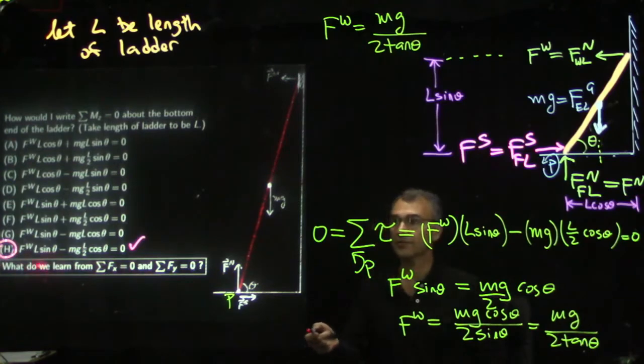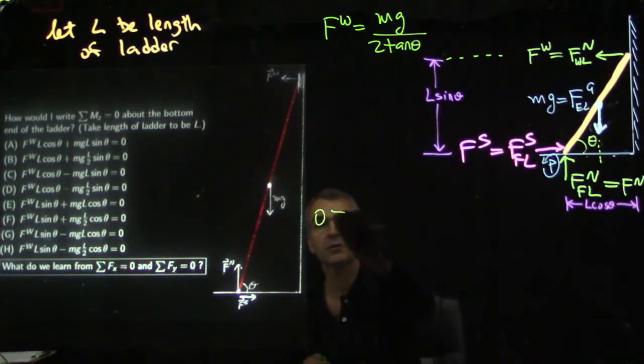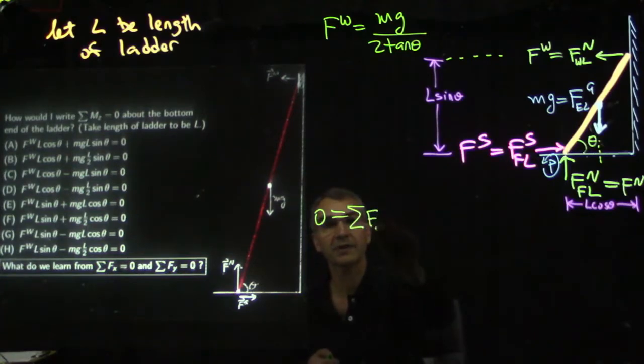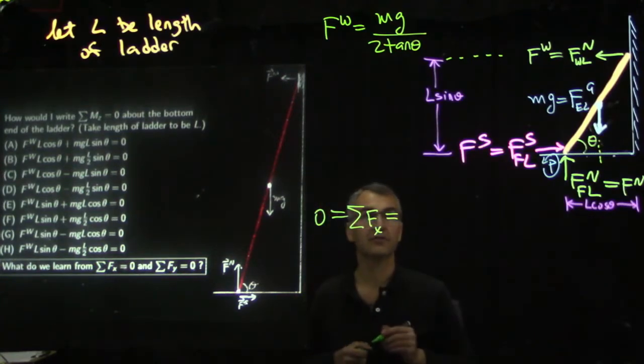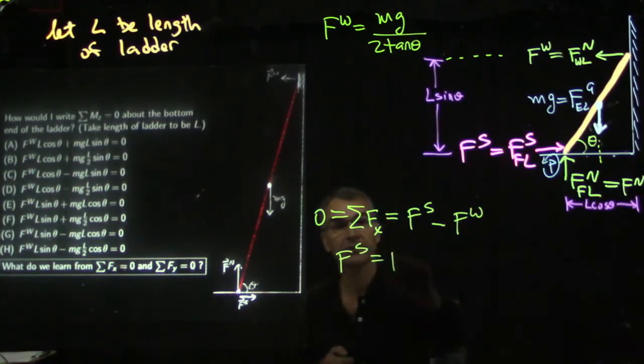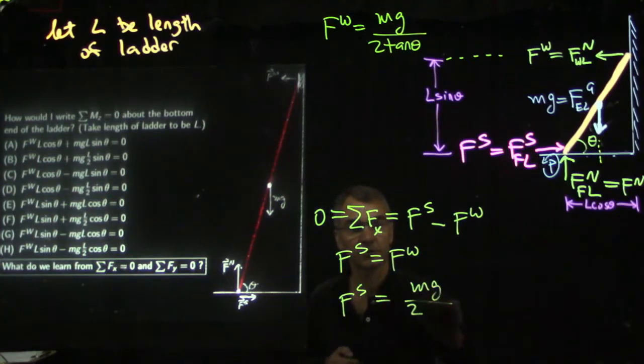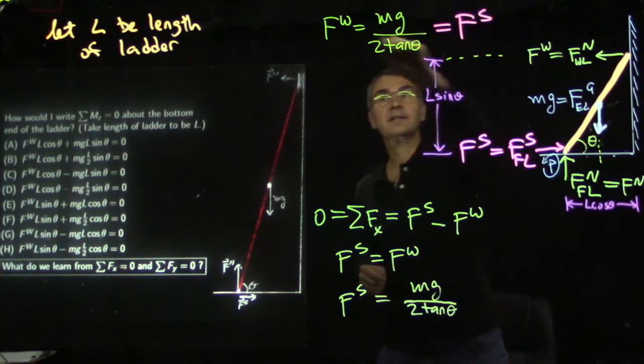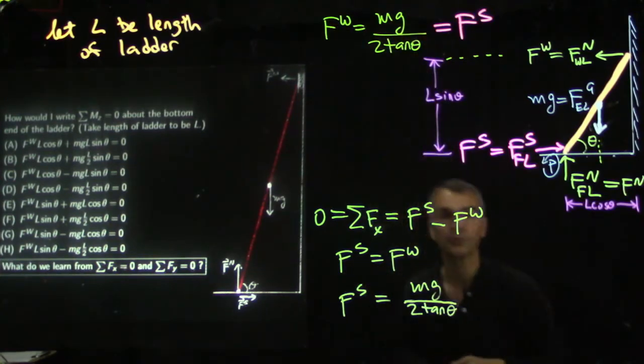The next thing to ask is, what do we learn by making the forces acting in the x direction add up to 0? And then what do we learn by making the forces acting in the y direction add up to 0? Let's start with the x forces. 0 equals the sum of forces in the x direction. So we'll do right minus left. That seems like F static to the right minus F wall to the left. That tells us that F static equals F wall. So F static also equals mg over 2 tan theta.